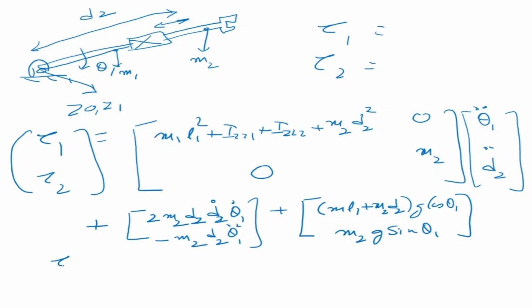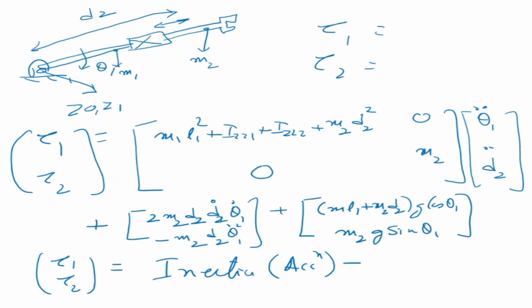Now what we see is that tau is equal to the inertia matrix into the acceleration. The acceleration is theta 1 double dot and d2 double dot, because there are two joints: one is an angular acceleration and the other one is a linear acceleration, depending on whether it's a revolute joint or a prismatic joint.